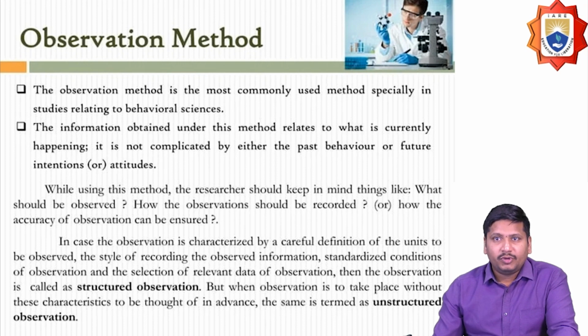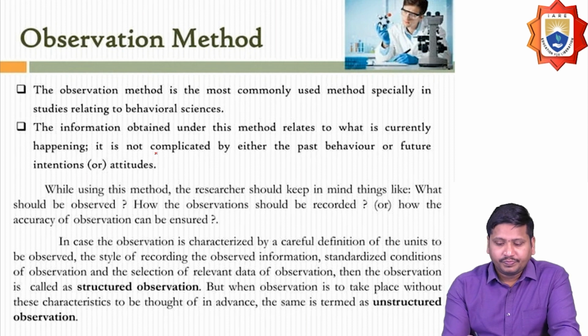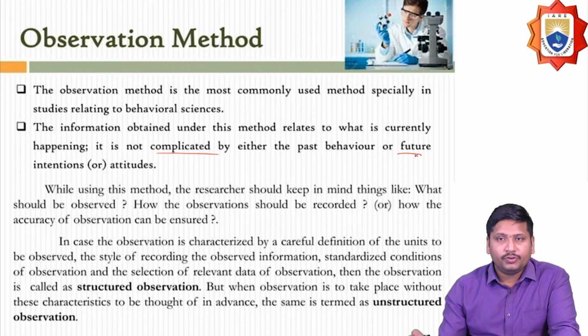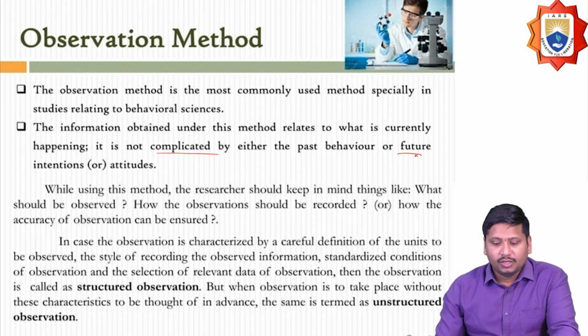Okay, so the information we are obtaining under this method relates to what is currently happening, which is not complicated by either past behavior or future intentions or attitudes. While using this method, researchers should keep in mind what should be observed, how observation should be recorded, and how the accuracy of the observation can be ensured, right?